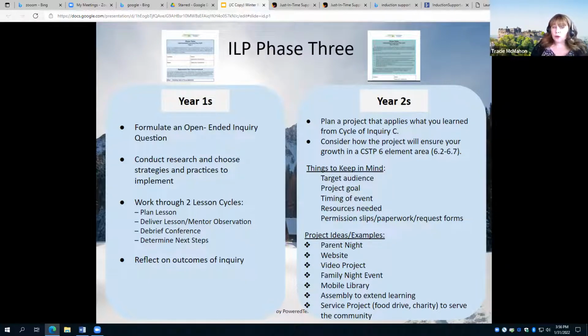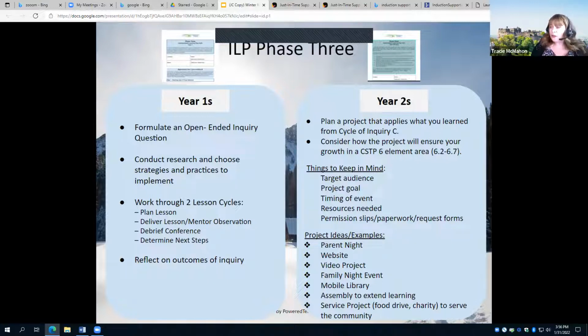For year 2s, you've already done that. You just finished that, right? What you're doing now is you're planning a project. So this is something that you want to implement, that project, and it's something that is meant to help you grow in CSTP 6, the specific element areas of 6.2 and 6.7.